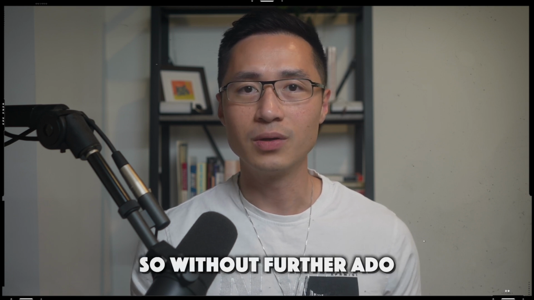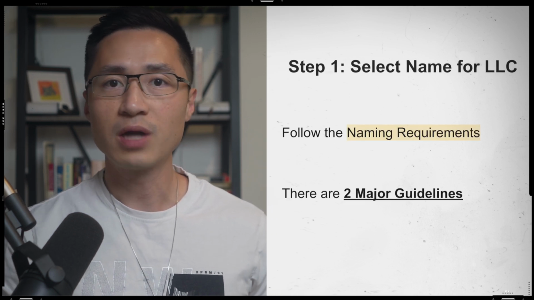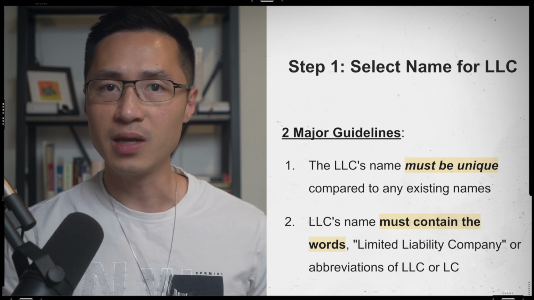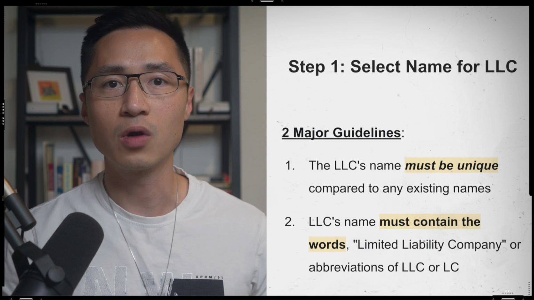So without further ado, let's get right into it. Step number 1 is to select the name for your LLC. So you need to follow the naming requirements. There are 2 major guidelines to follow. The first one is that the LLC's name must be unique compared to any other existing names that's already registered with the Arizona Corporation Commission.